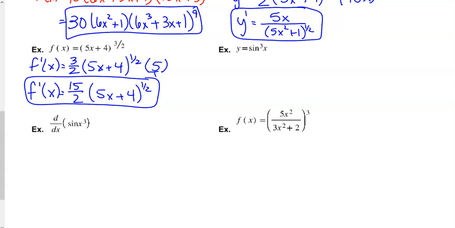All right, let's do a couple trig problems and then we'll get to a quotient. We haven't done anything yet with our product or quotient rules that we learned earlier in chapter 3. But here, this is a trig function that is cubed. So I'm going to rewrite this.